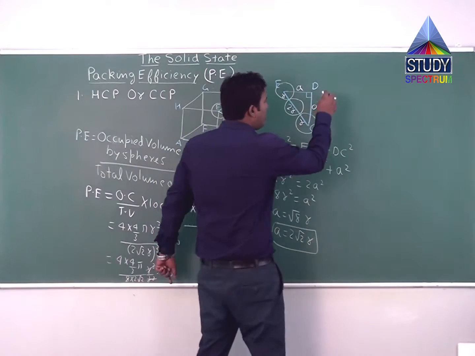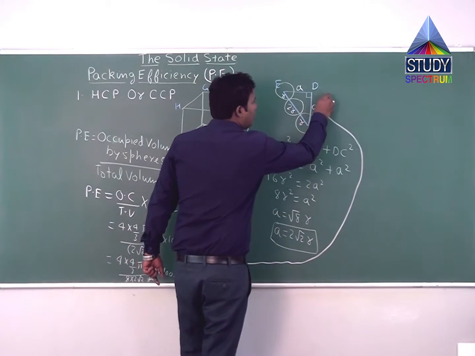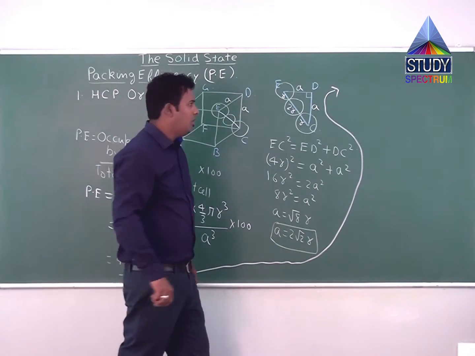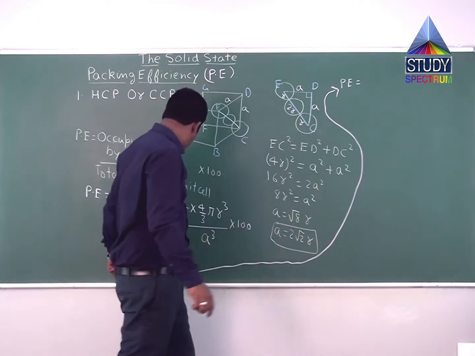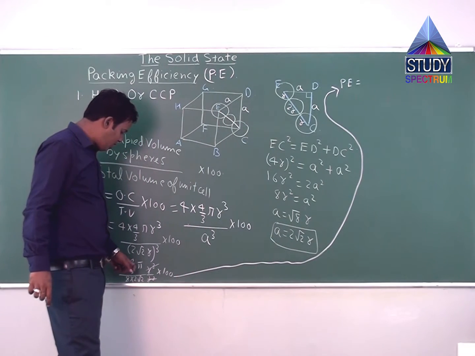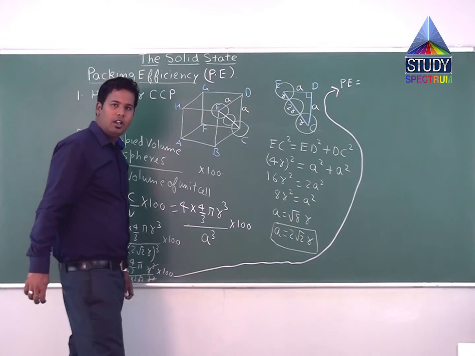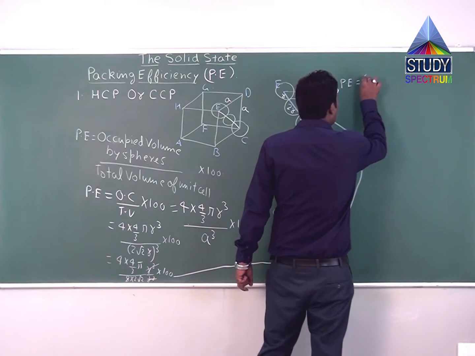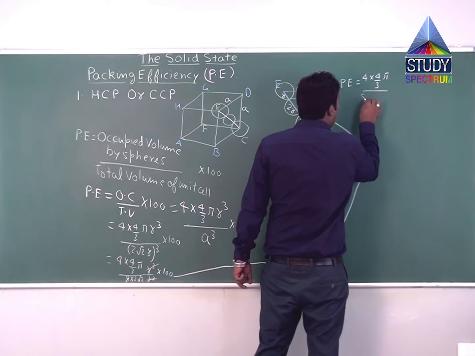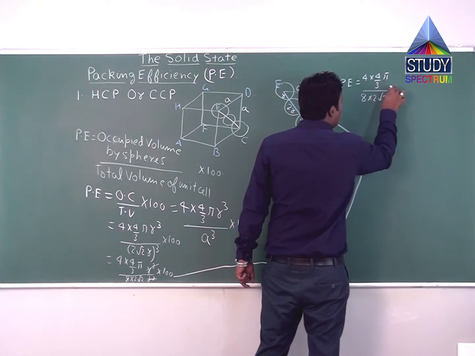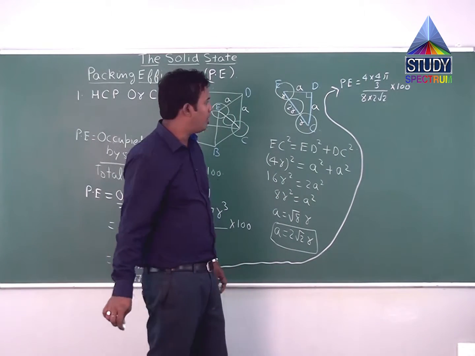So this packing efficiency becomes, if I calculate this packing efficiency here, you can see this 4 into 4 by 3 pi is left in the numerator and 8 into 2 root 2 is left in the denominator. So it becomes 4 into 4 by 3 pi upon 8 into 2 root 2 into 100, and R cube gets cancelled, present in numerator and denominator.